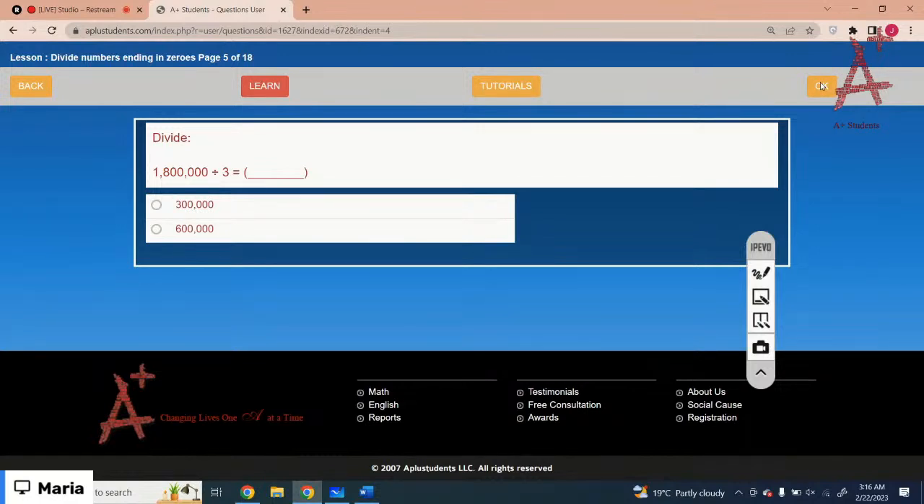Okay, the next one is 1,800,000 divided by 3. So you have to divide 18 by 3. 3 times what number is 18? 3 times 6 is 18, and then add the number of zeros. So you have 5 zeros, so it would be 600,000. Got it? The correct option is 600,000.